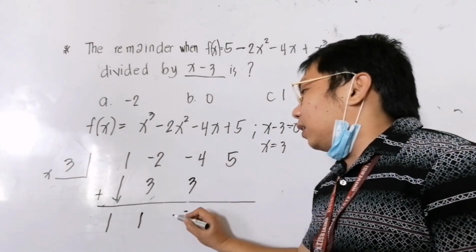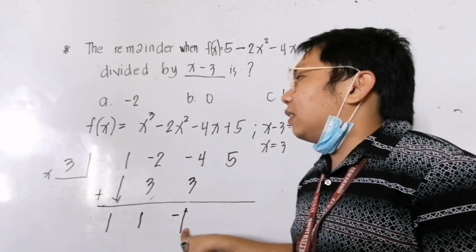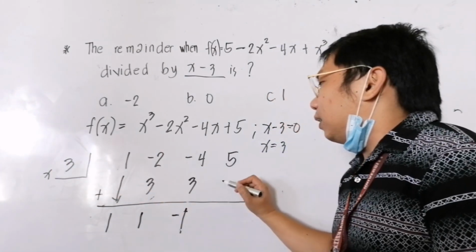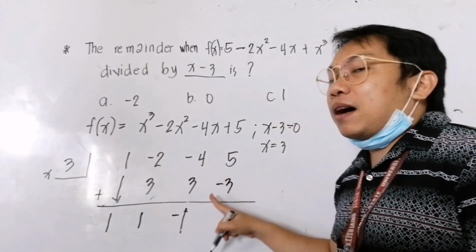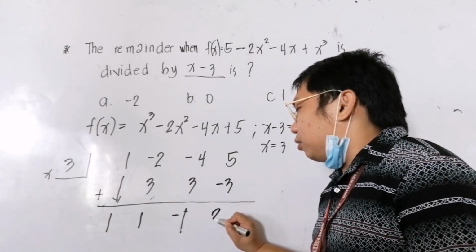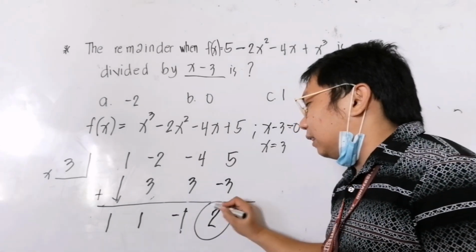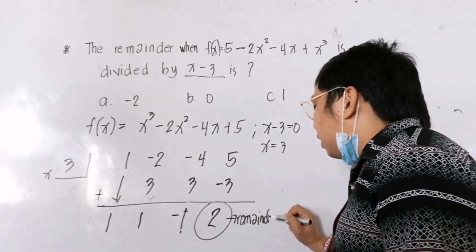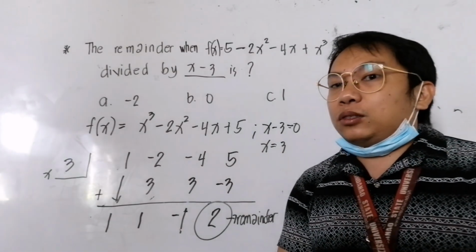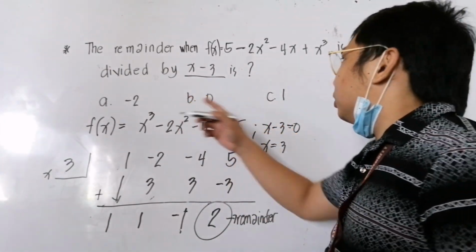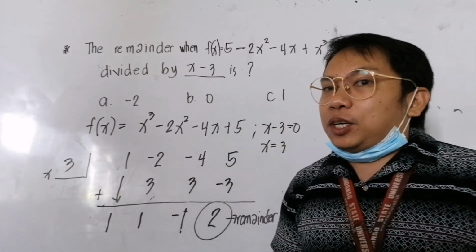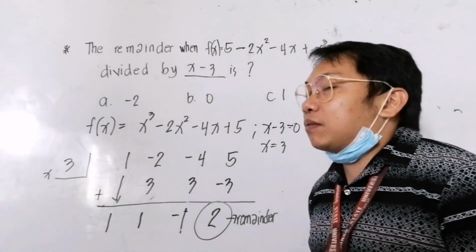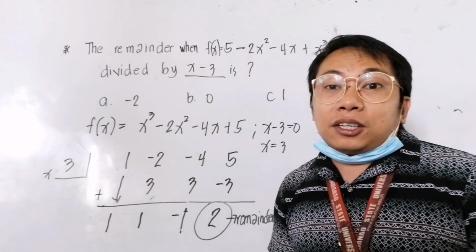-4 and 3 will give you -1. -1 times 3 will give you -3. And 5 minus 3 will give you +2. And again, the last number here is just simply our remainder, which is equal to +2. So therefore, our answer is letter D. Is it correct using the remainder theorem?